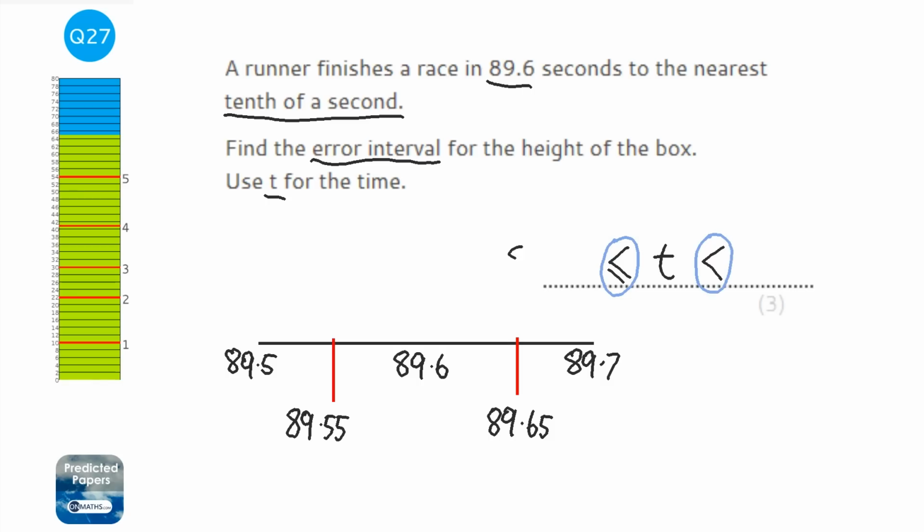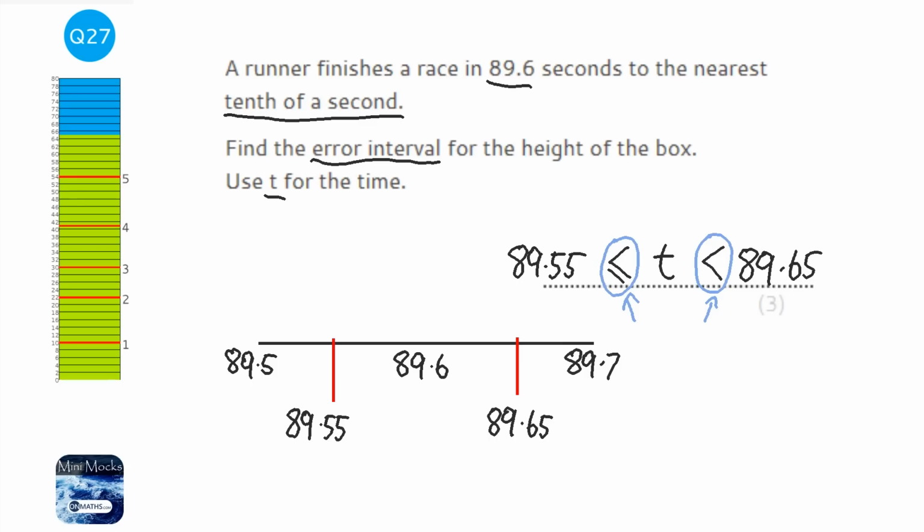So we're going to do our 89.55 on the left hand side and 89.65 on the right hand side. Now the reason why the inequality has an equals underneath it on the left hand side is it can be 89.55 and still round to 89.6. The reason it doesn't have one on the right hand side is 89.65 would have rounded to 89.7.